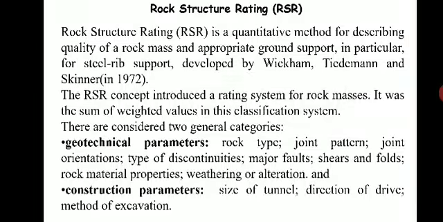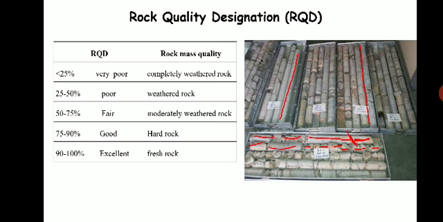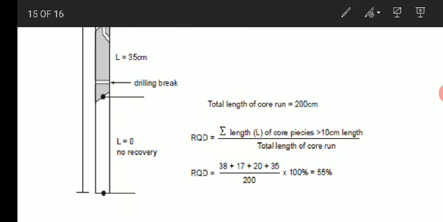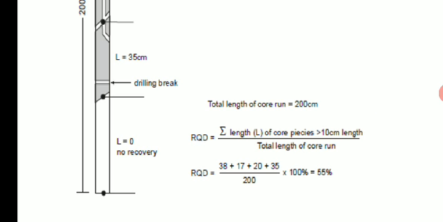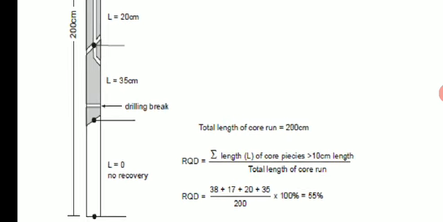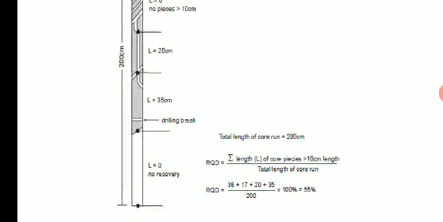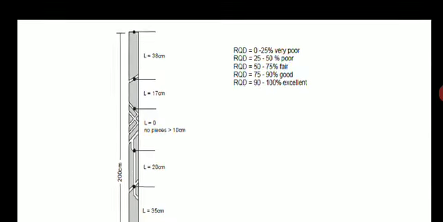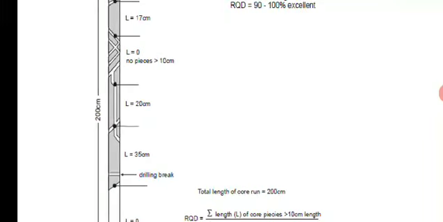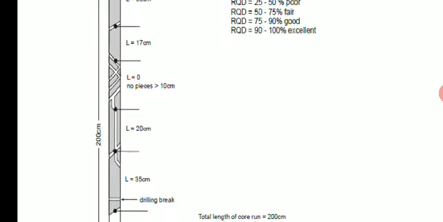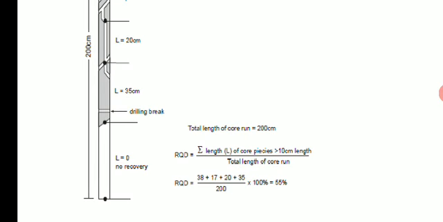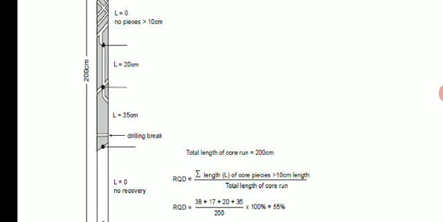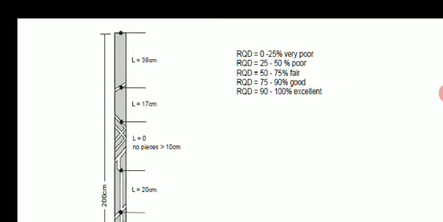Now how to find out the RQD, that is rock quality designation? The formula is the summation of length of core pieces which are greater than 10 centimeter in length divided by the total length of the core run. So here you can calculate the total length of the core run by adding all these: 38, 17, 20, 35. So the total is 200, and we have to consider only the core pieces which are more than 10 centimeter.